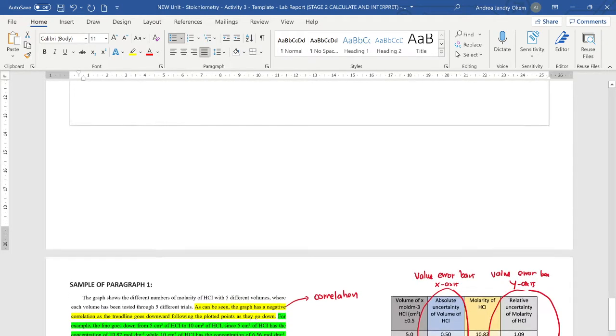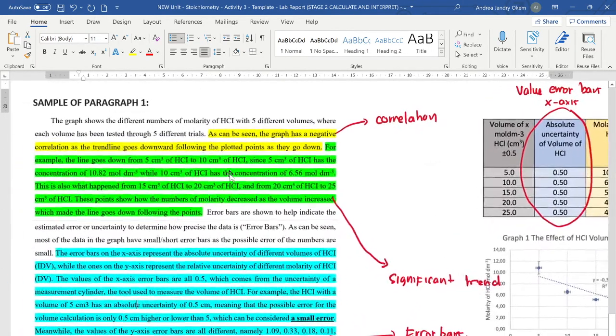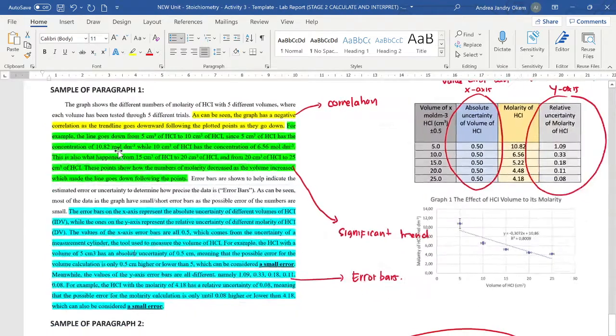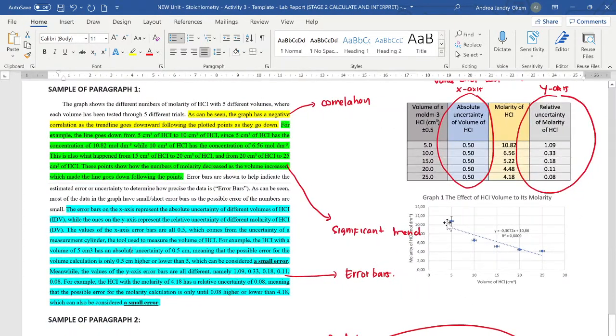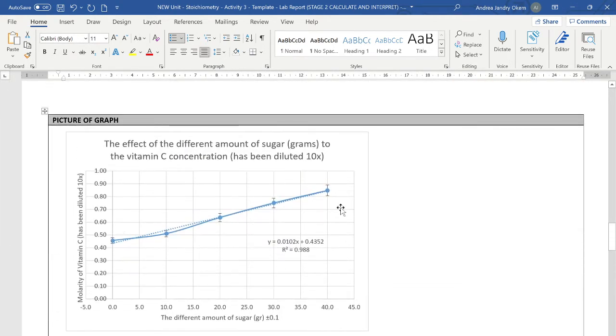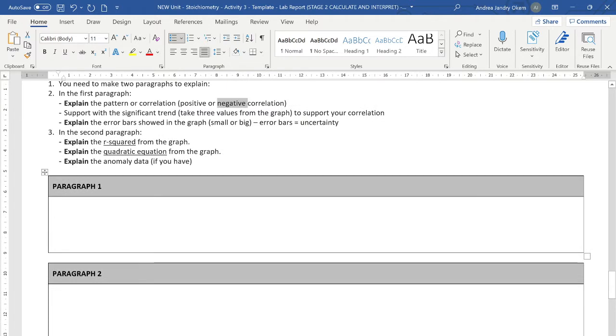Now you can take a look at the sample. Did you see the yellow one? The yellow one talks about negative correlation. As can be seen, the graph has a negative correlation. Why? Because if you see the graph, the trend line goes down. It means your IDV increased but your DV decreased. You need to take a look at your graph and try to interpret whether it is positive or negative correlation. After that you can explain it in the first paragraph.